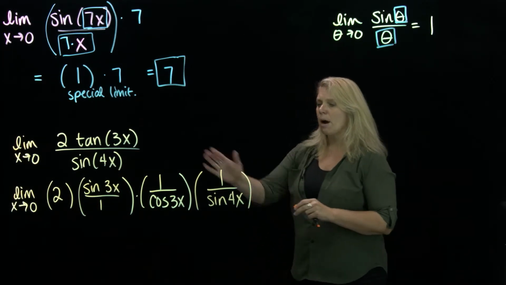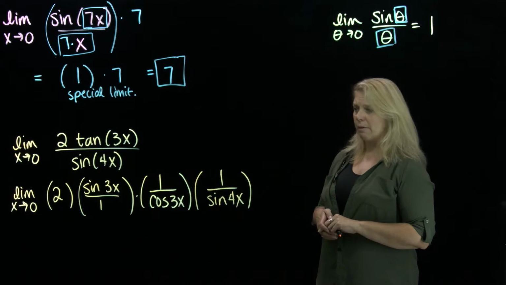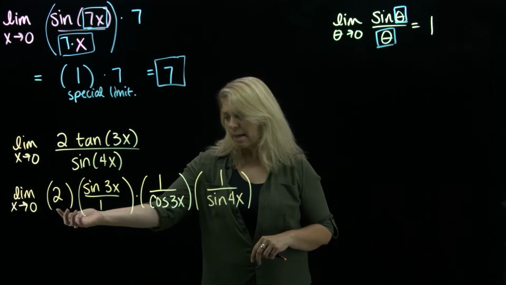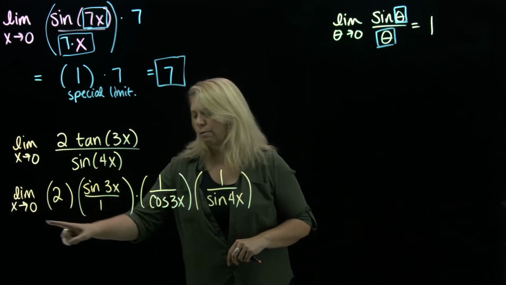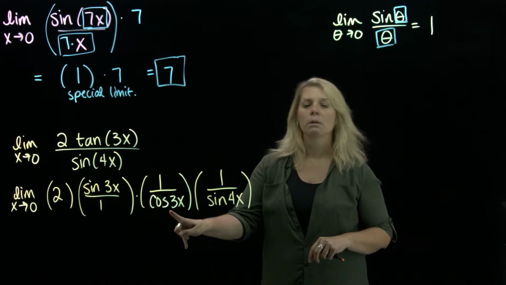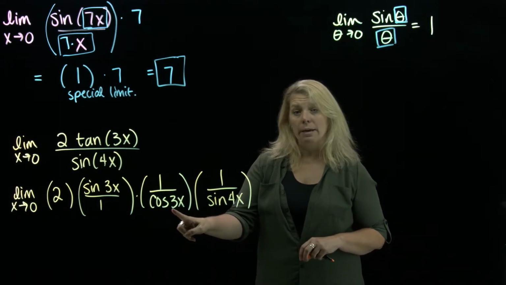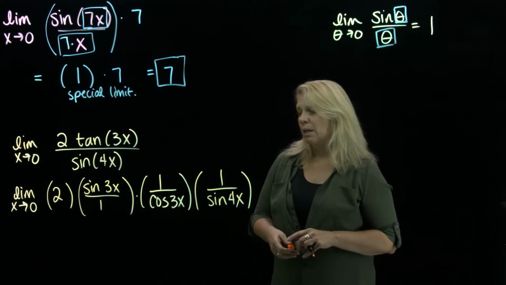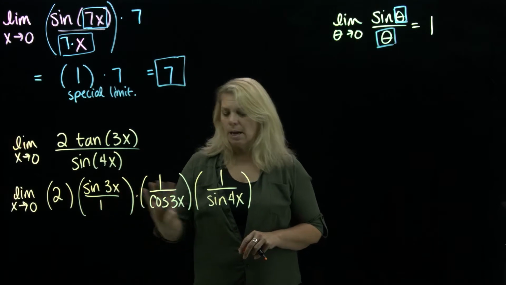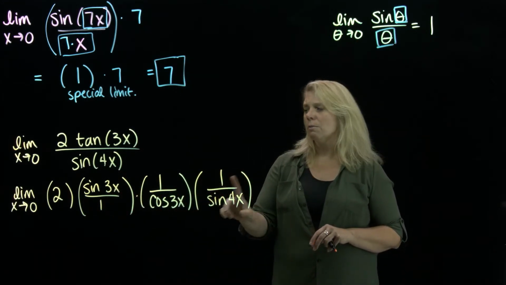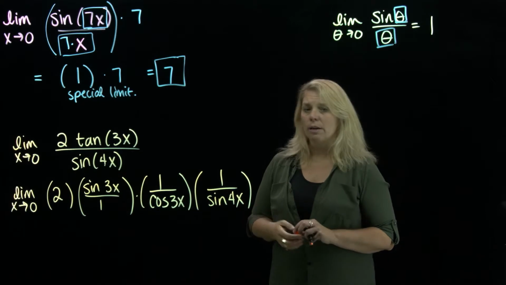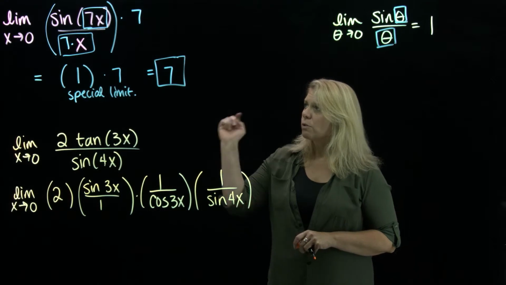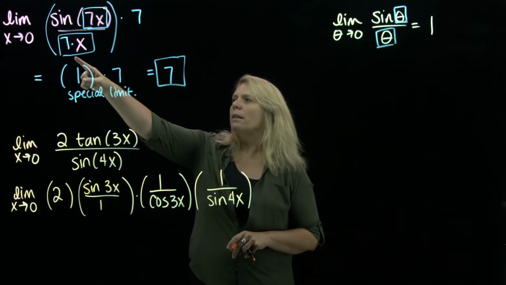Okay, so some parts of what I have here are easy enough to evaluate the limit of. As x approaches 0, 2 approaches 2. It stays 2. As x approaches 0, cosine of 3x will approach cosine of 0, which is 1. So this part here with the 1 over cosine of 3x is also easy to evaluate. These two expressions here with the sine of 3x and the sine of 4x, these are what I'm going to try to get to look like this, so I can use this special limit to evaluate the limit of the overall expression.